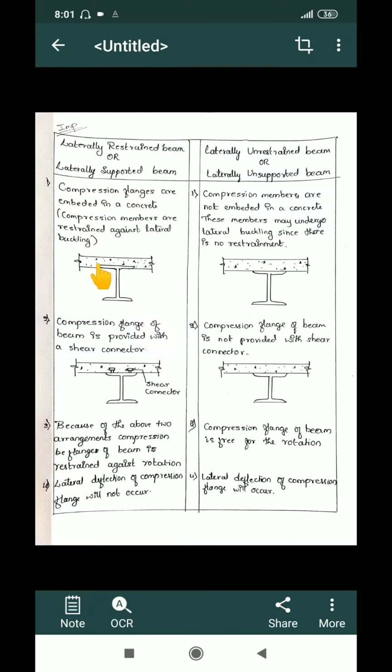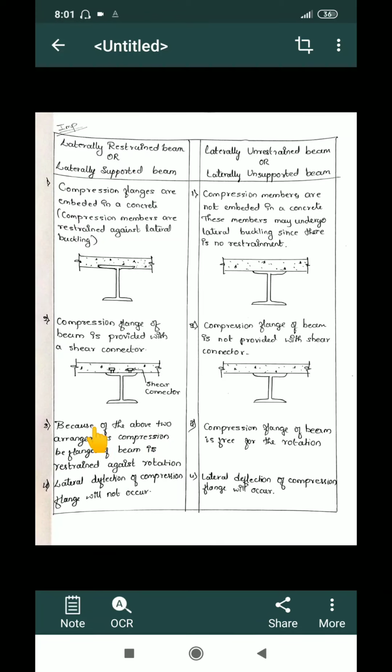Second, if I am not providing the embedment, I can also provide lateral restraint by providing shear connectors like this. The compression flange of a beam is provided with shear connectors such that the compression flange is rigidly or completely connected into the concrete. So lateral buckling will not occur in the embedded beam, whereas in normal laterally unrestrained beams we won't provide any type of shear connectors.